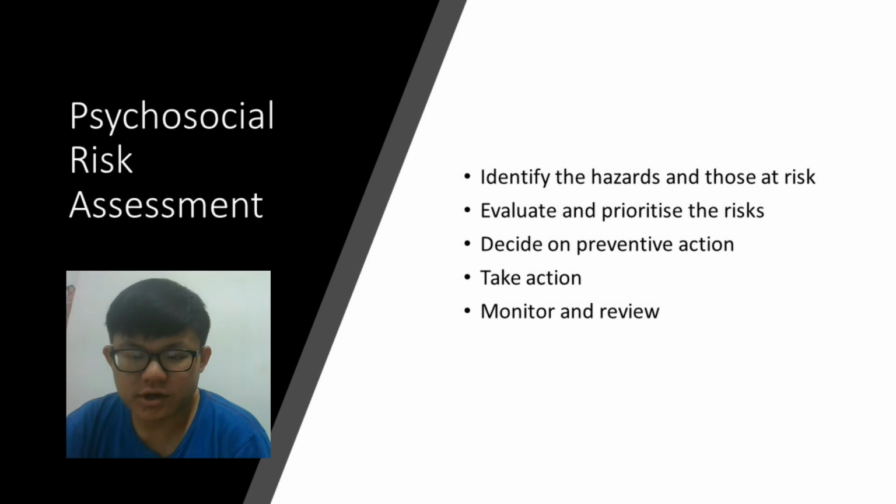There are 5 steps to conduct psychosocial risk assessment. Step 1, identify the hazard and those at risk. Step 2, evaluate and prioritize the risks. Step 3, decide on preventive action. Step 4, take action. Step 5, monitor and review.